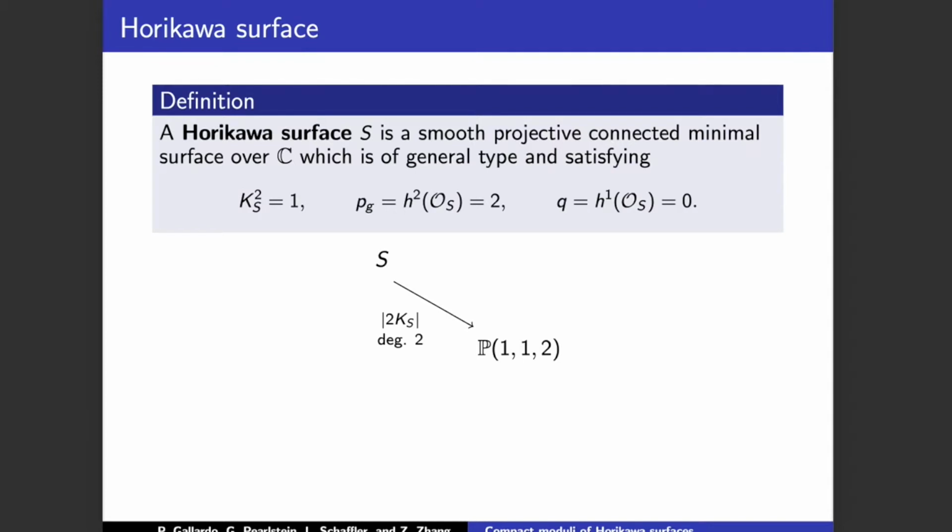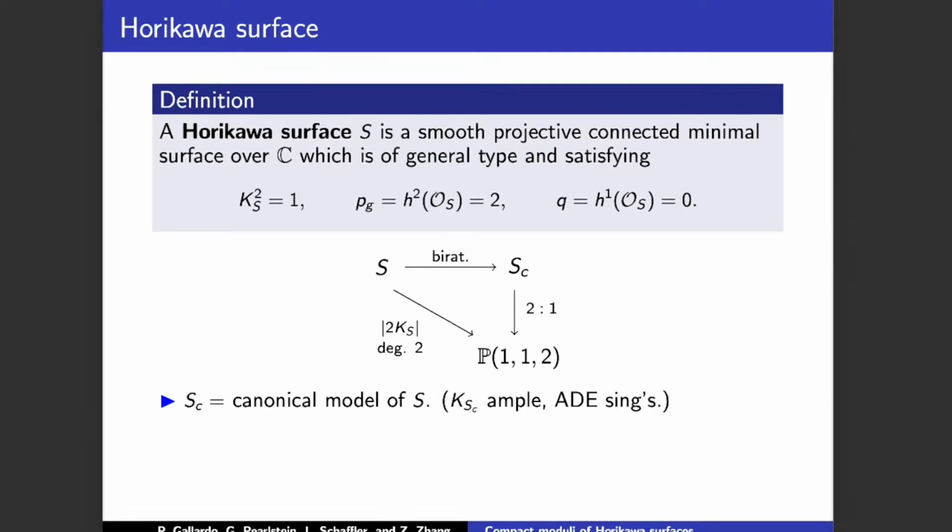To fix this, what you could do is pass through the canonical model of the surface, which we will denote by S_C. This is obtained by contracting a bunch of -2 curves, which will introduce at worst some ADE singularities. By doing so, you make the canonical class ample, because K_{S_C} will now be an ample divisor. This birational contraction also factors the original degree 2 morphism, giving you a 2-to-1 cover of P(1,1,2). Very natural to ask, where is this covering branched?